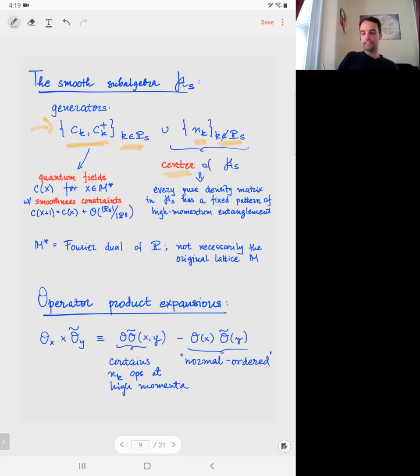These NKs now commute with everything else, because there are no ladder operators that can fail to commute with them. That means that every state, with every density matrix that's in the smooth subalgebra, that still remains pure after smoothing, will essentially have a fixed pattern of short distance entanglement. The entanglement entropy at short distances or large momenta can grow with the system size, so in that sense it can be infinite. But the point is, it's fixed. You don't have any entanglement transfer from high momenta to low momenta.